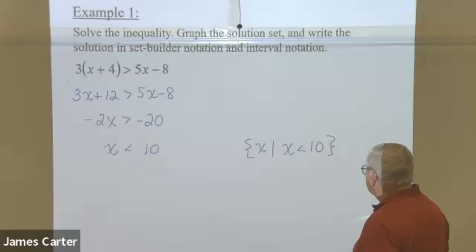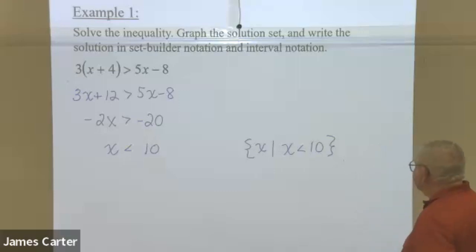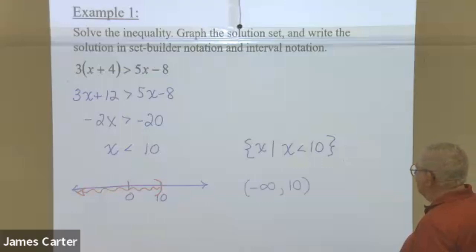So in set notation, the set of x values such that x is less than 10. If you look at the graph of it, that's what it looks like. If you look at interval notation, left to right, we go from negative infinity to 10.